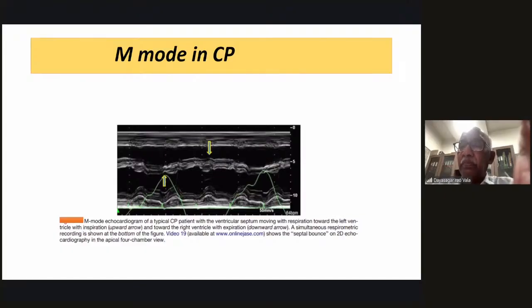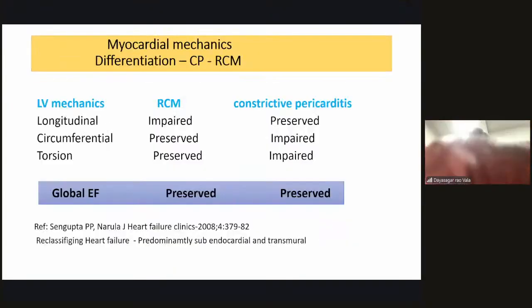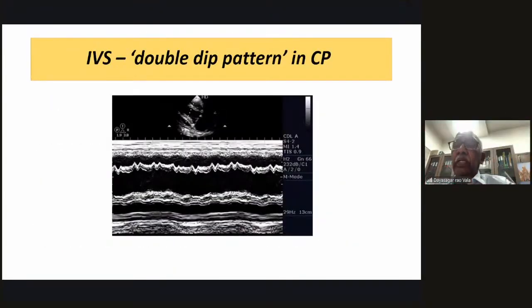Can I have the next slide? No, you just go back. Yeah. This is another demonstration of the exaggerated ventricular interaction. This is again the same thing. What is being shown by the M-mode here is what we call oscillations of the interventricular septum. Remember that soon after the onset of diastole, there is a downward motion.